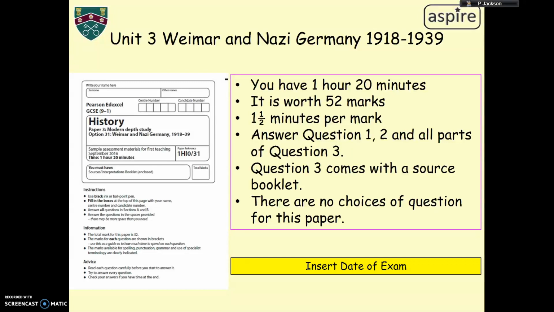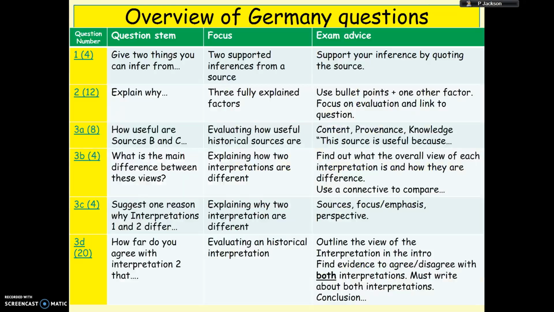Question 3, 3A, 3B, 3C and 3D come with a source booklet, so the sources to go through on this paper is why the exam is slightly longer than the crime and punishment exam. So let's get started in our pre-exam talk.